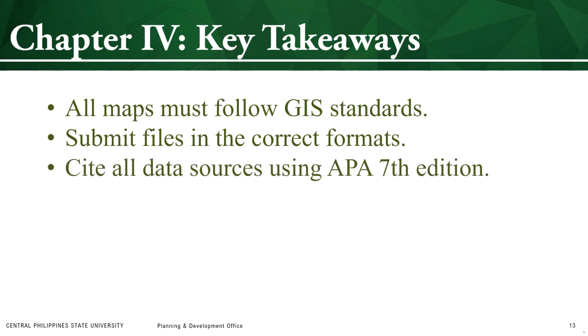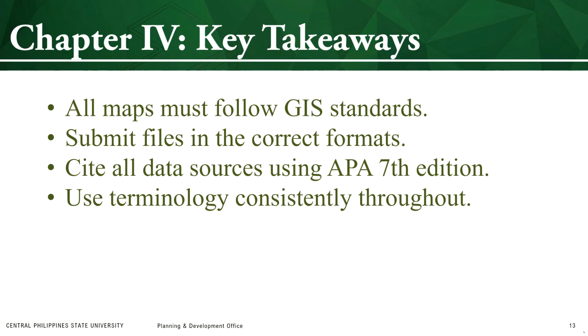3. Cite all data sources using APA 7th edition and include a references section in the document and source attribution on every map. 4. Use terminology consistently throughout. Define technical terms once, apply them uniformly, and include a glossary as an annex. 5. Write inclusively. Use gender-neutral language, present sex-disaggregated data, and design your narrative around the needs of all campus users, including the most vulnerable.